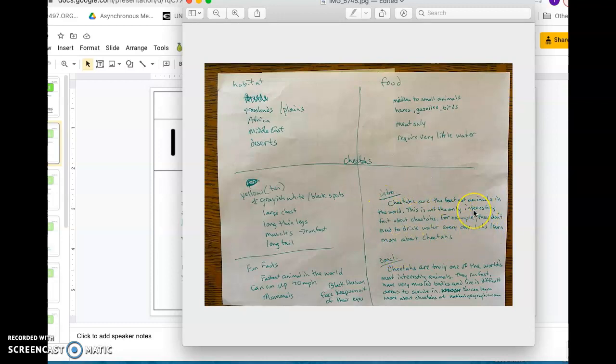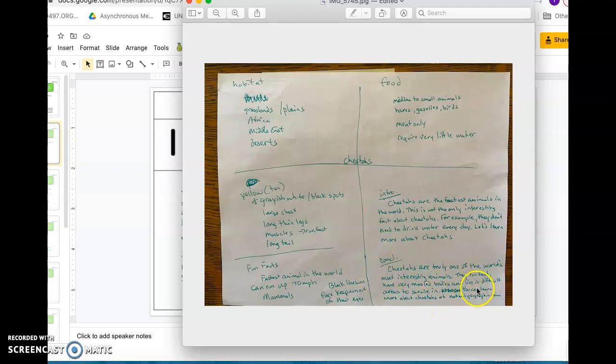There's an introduction. Now, I've talked a little bit about some of my facts about cheetahs, and I wrote a sentence at the beginning to help get the reader interested in my story, or my paper, I guess I should say. My conclusion: cheetahs are truly one of the world's most interesting animals. They run fast, have very muscled bodies, and live in difficult areas to survive in. You can learn more about cheetahs at nationalgeographic.com.